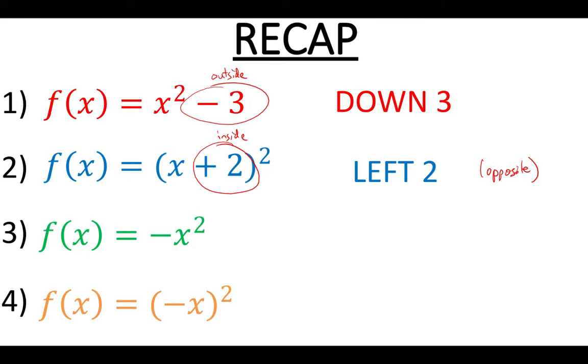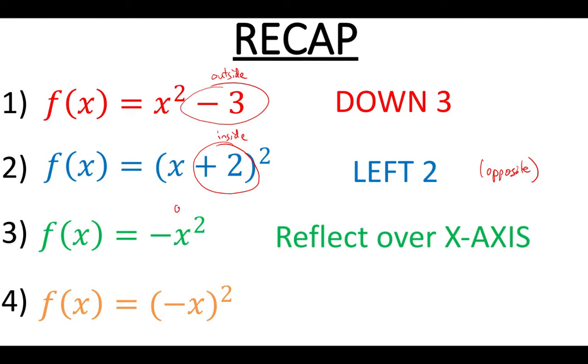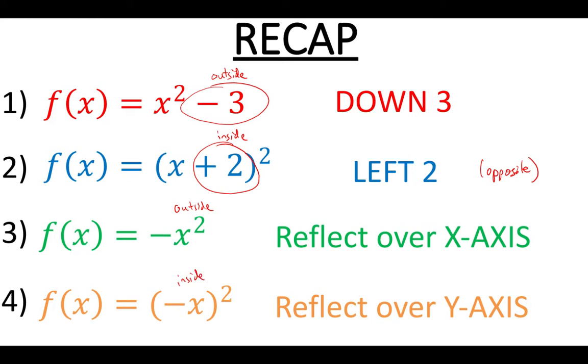So remember that it is the opposite. Okay, the next one, this negative x squared. Again, notice that this is on the outside because there is no parentheses, no square root or anything. So when it's on the outside, reflect over the x-axis. And then the last one, notice the negative is on the inside, which means we're going to reflect over the y-axis.